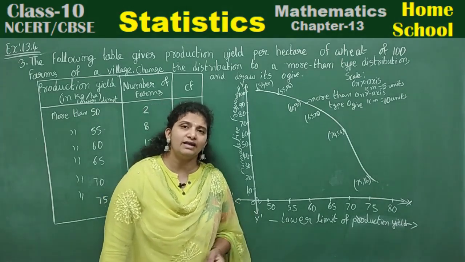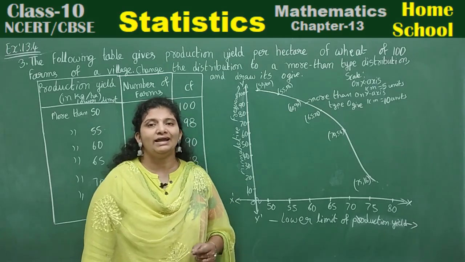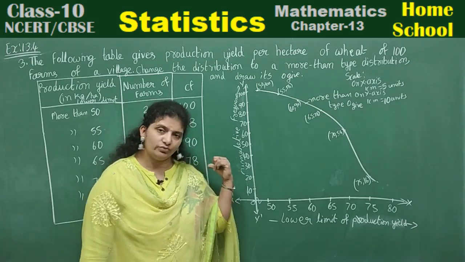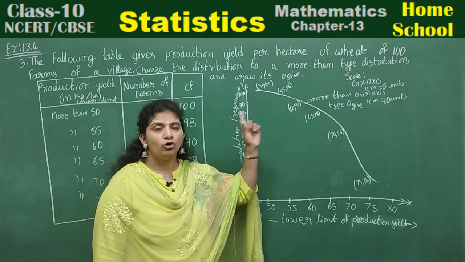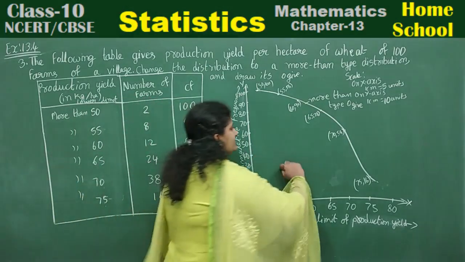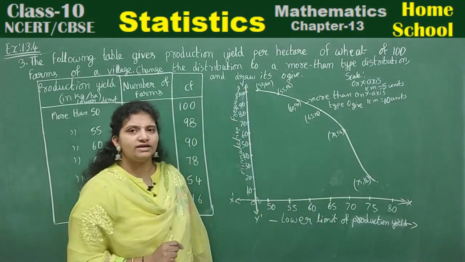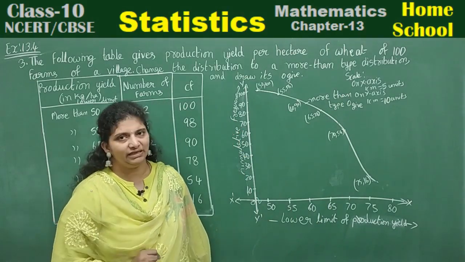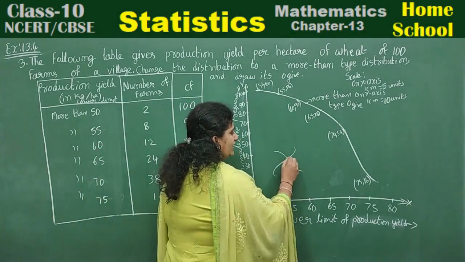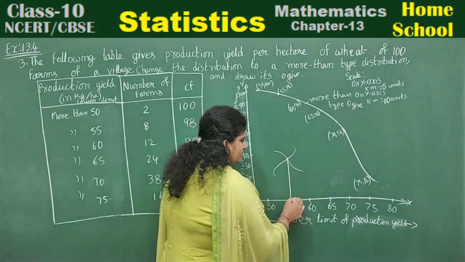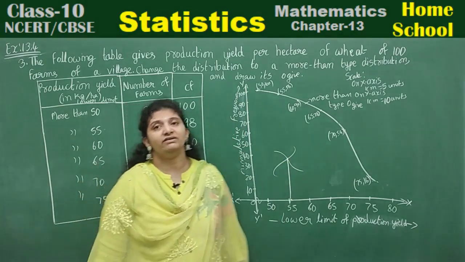Suppose they ask: draw less than type ogive and more than type ogive, and find the median. At that time, make 2 frequency distribution tables and draw the graph. Both the ogives will be intersecting. Where they intersect, draw the perpendicular on the x-axis, that is your median. If we draw 2 ogives like this, where they intersect, see on the x-axis, this is the median.